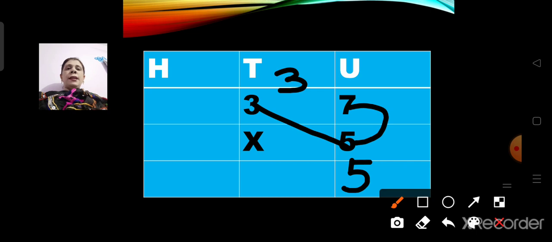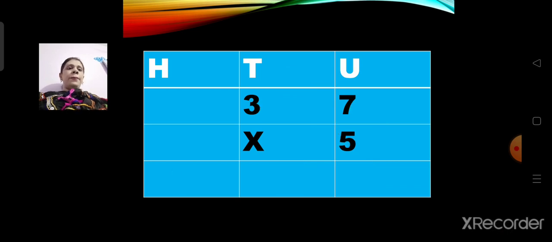Now 3 1s are 3, 3 2s are 6, 3 3s are 9, 3 4s are 12, 3 5s are 15. To that 15 I'll add this 3. So after 15, 16, 17, 18. So I got my answer 18. So I'll write 8 in tens place and 1 in hundreds place. So when I multiply 37 into 5, I get my answer 185.